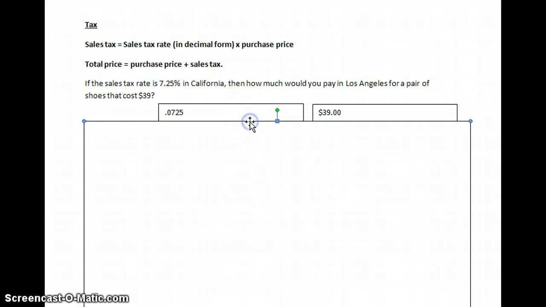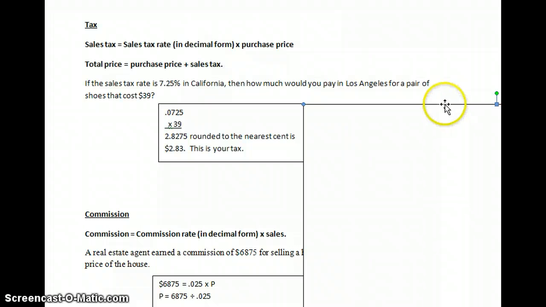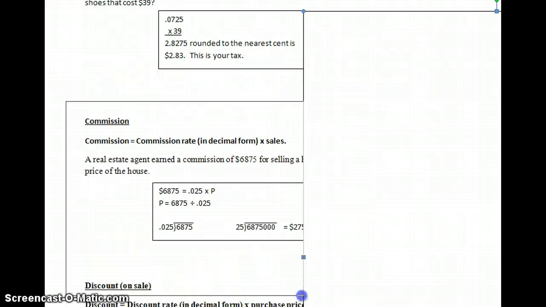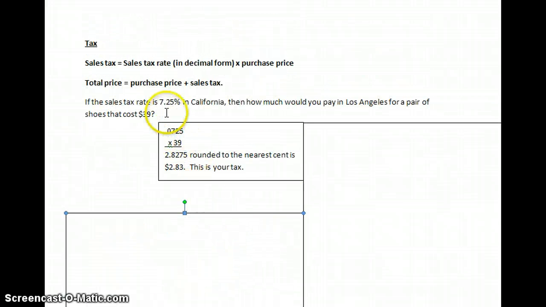So the first thing we have to do is figure out the sales tax. Now remember, I have to change 7.25, move it over 2 times to get 0.0725, multiply that by 39, and I get 2.8275. Now I need to round that to the nearest cent, which is the 2. So I look at my 7, that rounds my 2 up, my tax is $2.83.